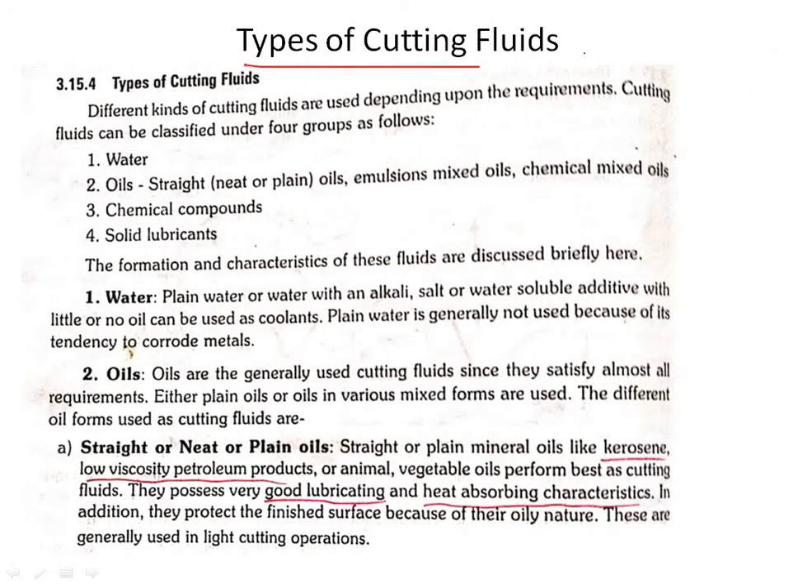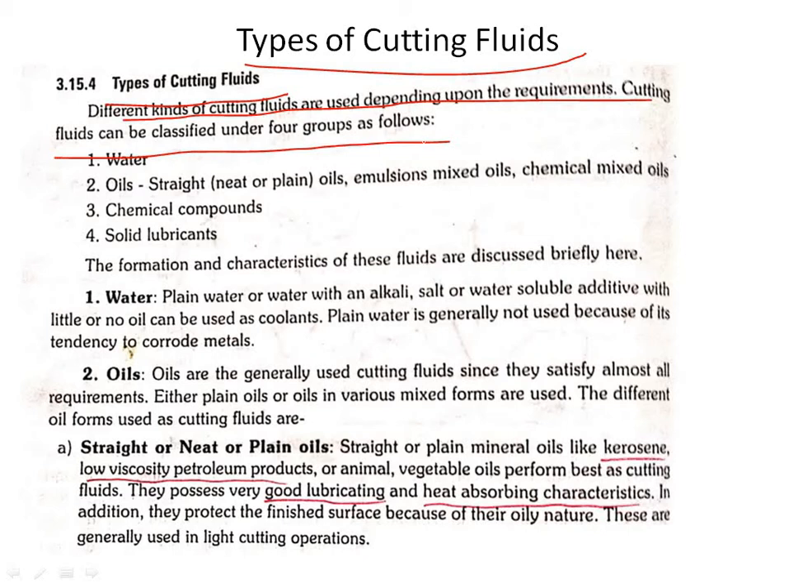Next comes types of cutting fluids. These are very important types of cutting fluids, to be considered properly. Different kinds of cutting fluids are used depending upon the requirements. Cutting fluids can be classified under groups as follows. First one, water. Second one, oils. Third one, chemical compounds. Fourth one is solid lubricants. The formation and characteristics of these fluids are discussed briefly.